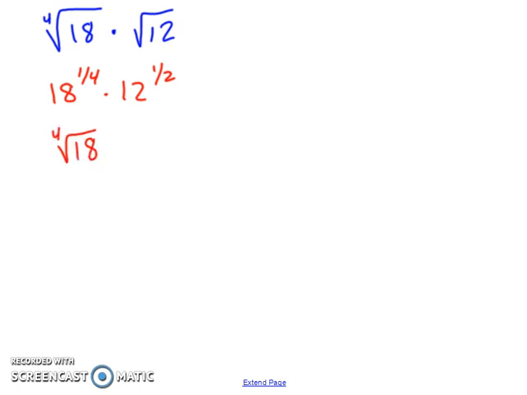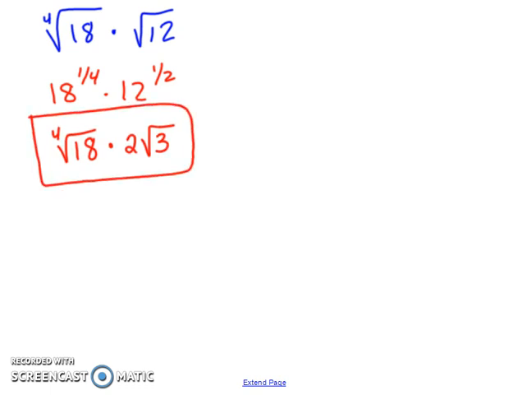But we can break down the square root of 12. Square root of 12 is 2 radical 3. Okay, and we're just going to leave that as our answer.